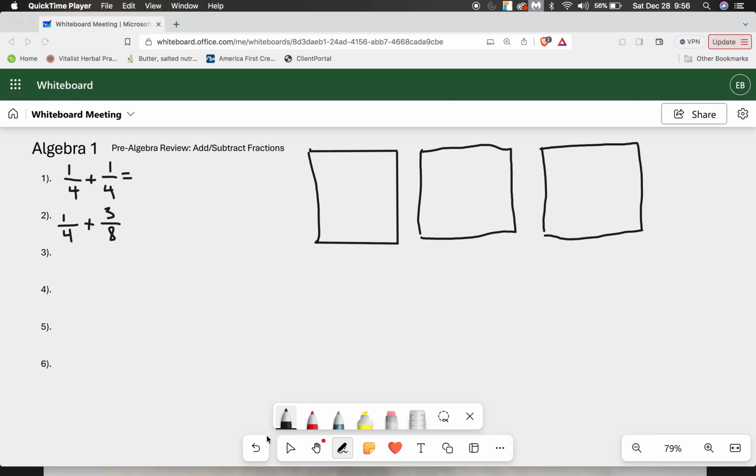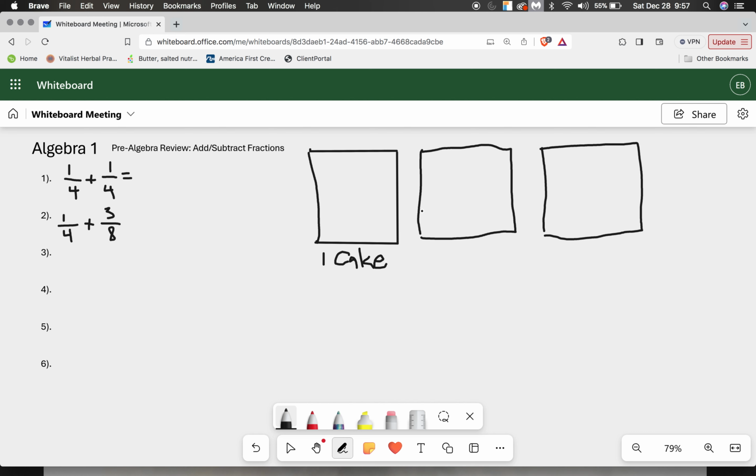Right, let's do some quick review on adding and subtracting fractions, which hopefully most of you are very familiar with, so this won't take very long. Just as a quick reminder, a fraction is what we call a number that is less than one whole. So if we're looking at this first square, let's say that this is one cake. And if you have all of the cake, then that means you have one whole cake.